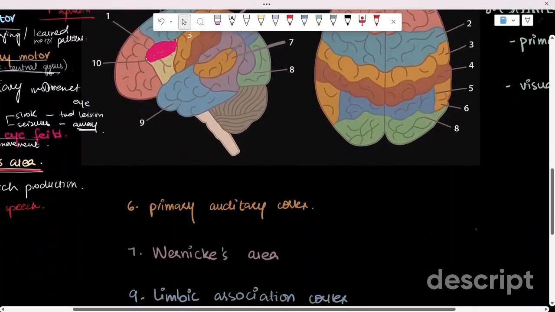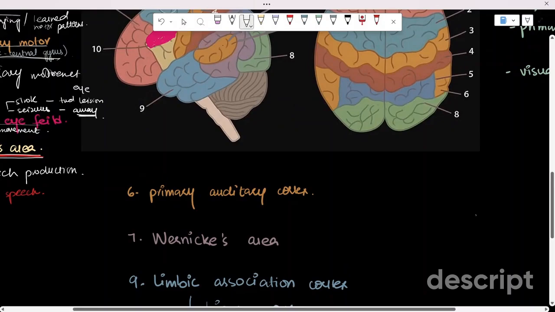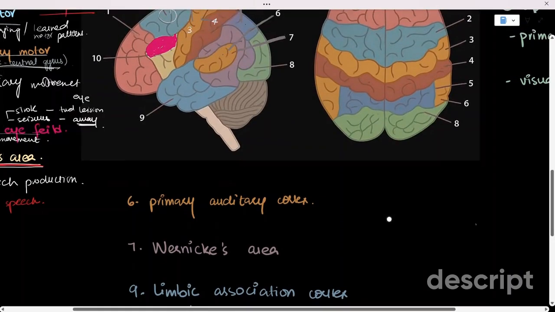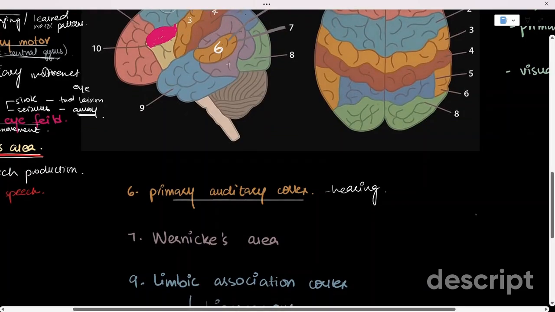Let's move on to the temporal lobe. As you can see in the diagram over here, the sixth area, these are not the Brodmann classification numbers, these are just the numbers given by me. The label 6 over here is the primary auditory cortex, which is involved in hearing, as we said, it is involved with tone. The 7th is Wernicke's area.